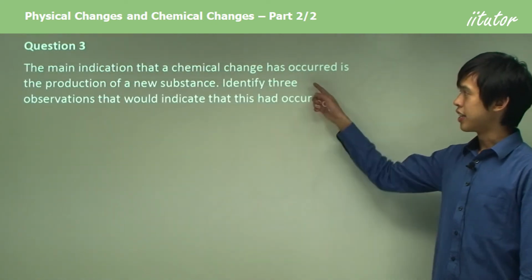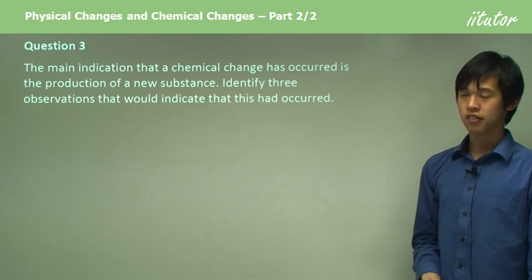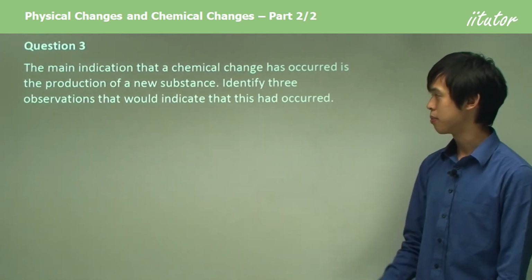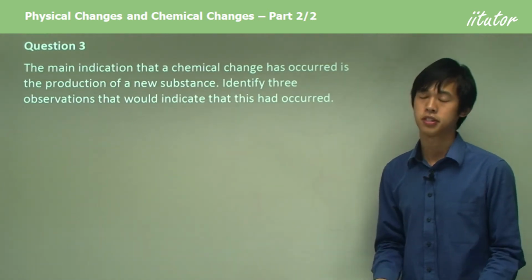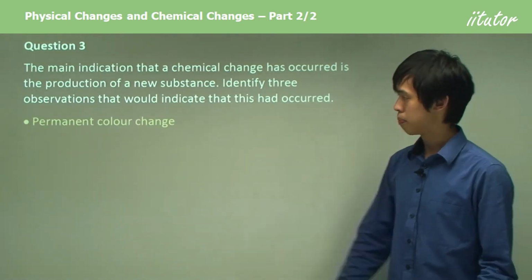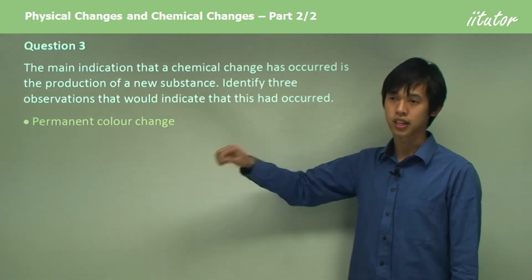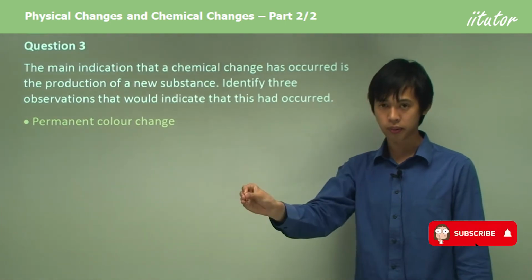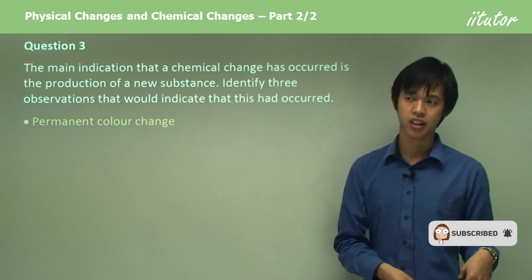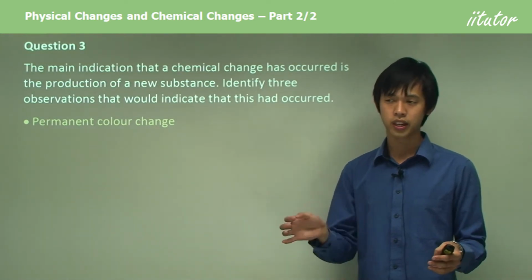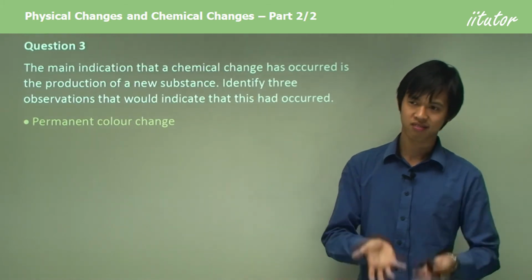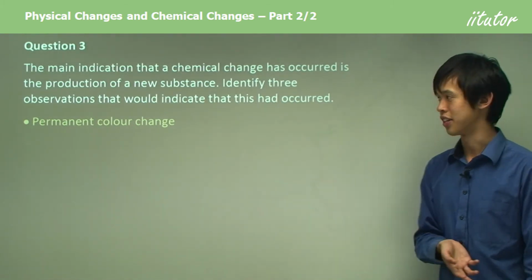So the main indication that a chemical change has occurred is the production of a new substance. Identify 3 observations that would indicate that this has occurred. Okay, so what are the 3 ways to know a chemical change has happened? You've got a permanent color change. So the color has gone from one to another. For instance, silver chloride turns into silver and chlorine. One is black, one is white. That's pretty obvious that the color has changed.